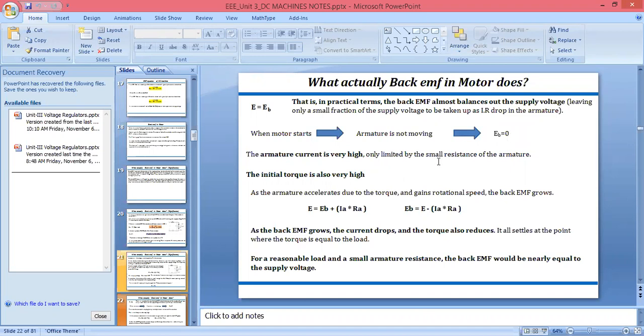And if the armature current is very high, what we are saying here is that the armature resistance is very small.